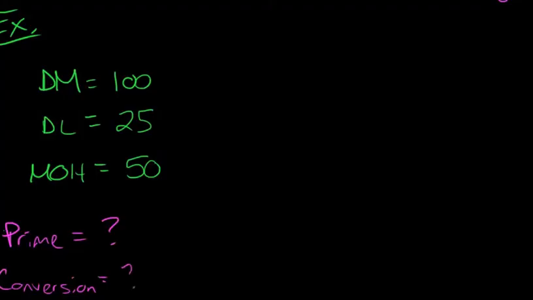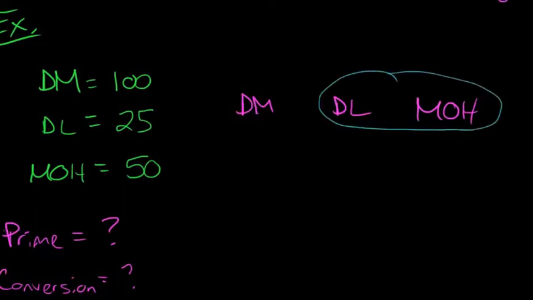An easy way to think about it again is to write out direct material, direct labor, manufacturing overhead. To convert, we're just converting raw materials into a product. So how do we do that? Well, we do it with these other two things, through labor and overhead. So that's going to be our conversion. We just add them together. We've got 25 and we've got 50. So we add that and we get 75 as our conversion cost. That's how much it costs to convert these direct materials into a product.